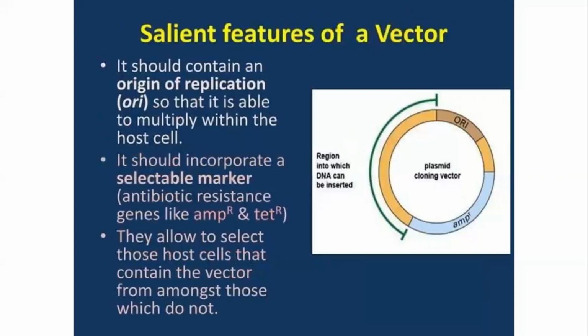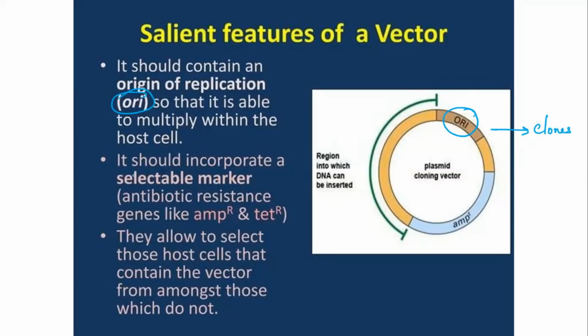Now the salient features of a vector. It should contain an origin of replication. We started with it, right? They should have an origin of replication so that the vector is able to multiply within the host cell. They have to produce more clones, which means they have to replicate. So they need the ori site, that is, the origin of replication.